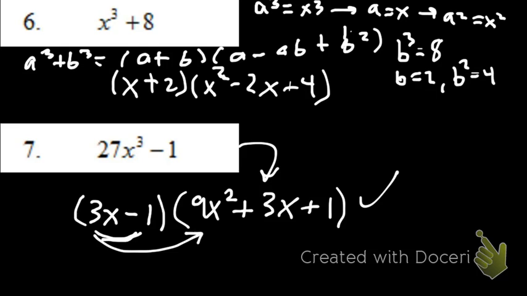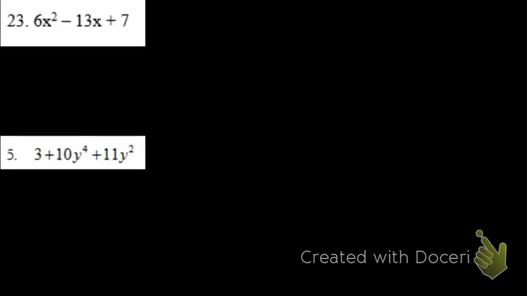Alright, moving along. Let's do some AC method. So AC method is when you have a 3-term polynomial, so a trinomial, and a is not 1. So when I talk about a, b, and c, I'm talking about the coefficients in front of x squared, in front of x, and the last term. So in this case, a is 6, b is negative 13, and c is 7. And if a is not 1, then you want to use this AC method, which actually involves some factor by grouping as well.